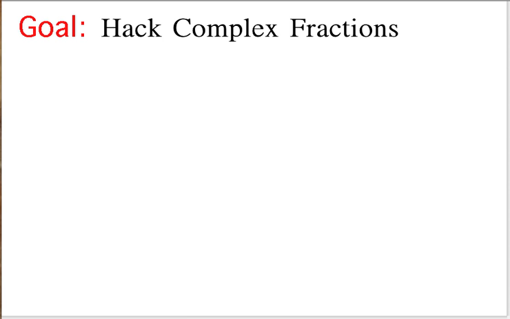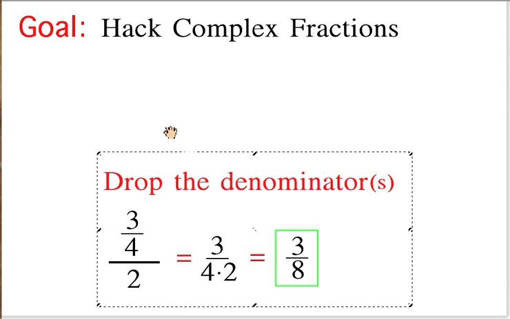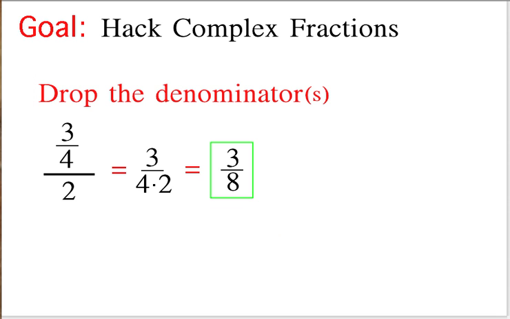So here is that first problem done with the hack. Now I call it drop the denominators. That's the name of the hack. But since we're only dealing with a complex in the numerator here, we're singular. Drop the denominator. And what the hack says is you just drop the denominator into the bottom. So the 4 is going to drop down here as a multiplier. And I'm going to get 3 over 4 times 2, or 3/8, and I'm done.